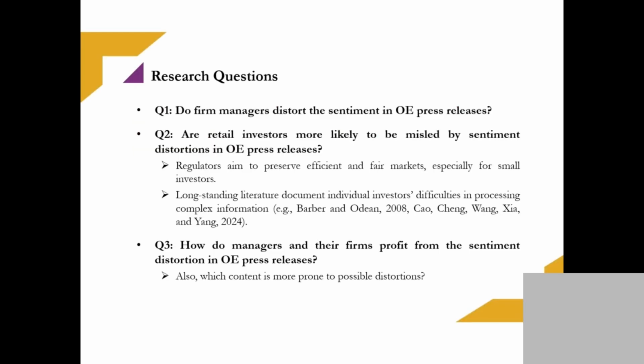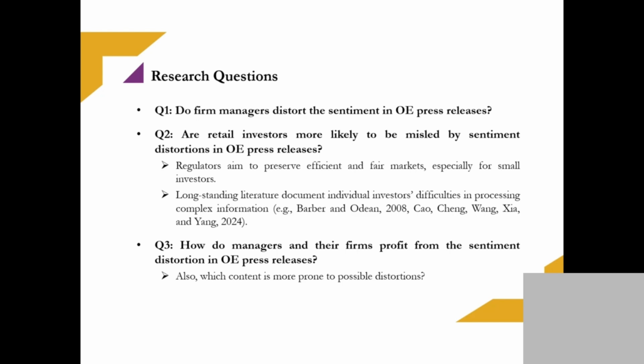So what do we want to investigate in this study is, do managers manipulate Item 8.01, the other events section? So this is one thing we want to provide evidence for. The second one is, do retail investors get it, or do institutional investors get it? So basically, if there's some distortion, some manipulation in the 8.01, do investors get the manipulation? And do retail investors get the manipulation? That's the question we want to ask.